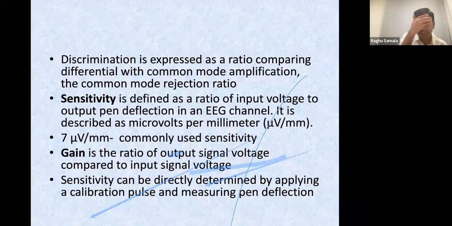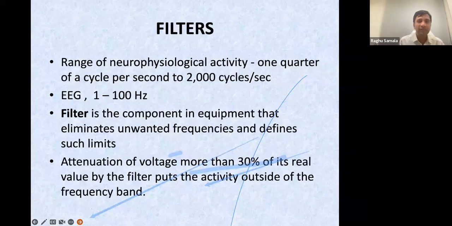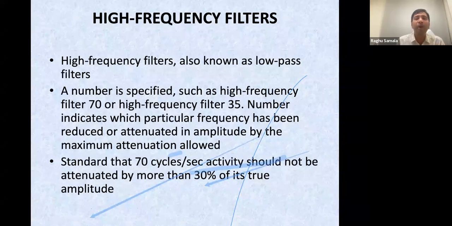So we use two kinds of filters: the low frequency filter and the high frequency filter. The high frequency filter, whose other name is a low pass filter, has a number specified, like 70 or 35. The number indicates the frequency at which the amplitude is reduced or attenuated, up to the maximum attenuation allowed.